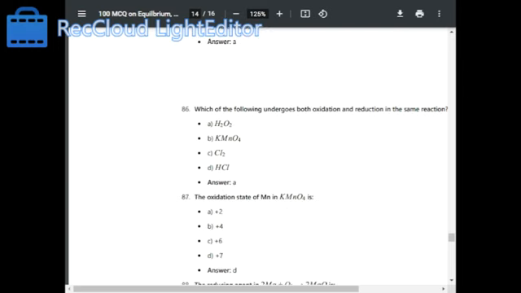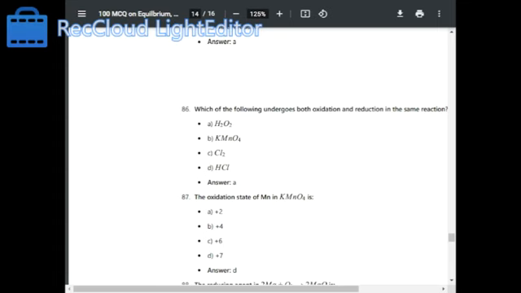Question number 86. Which of the following undergoes both oxidation and reduction in the same reaction? Option A, H2O2. Option B, KMnO4. Option C, Cl2. Option D, HCl. The correct answer is A, H2O2.